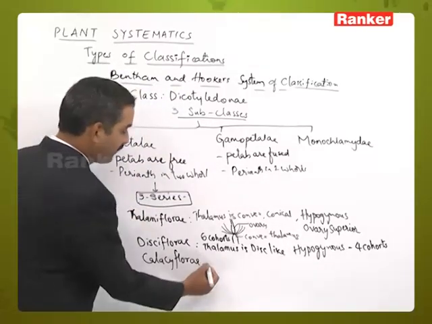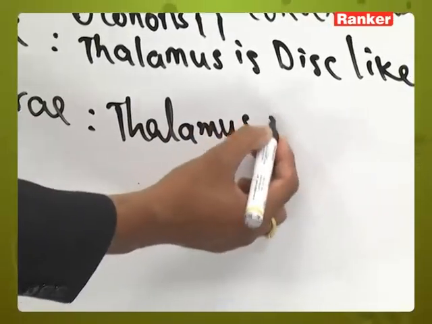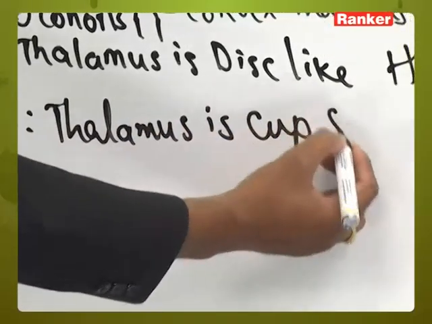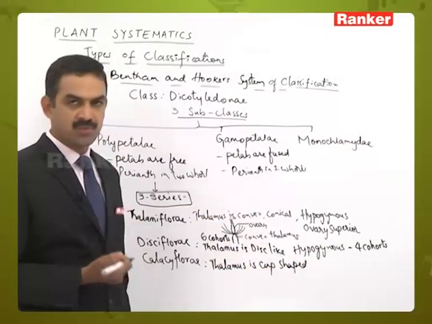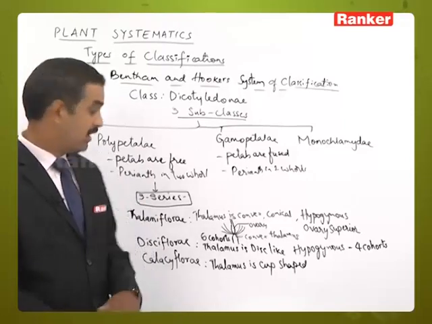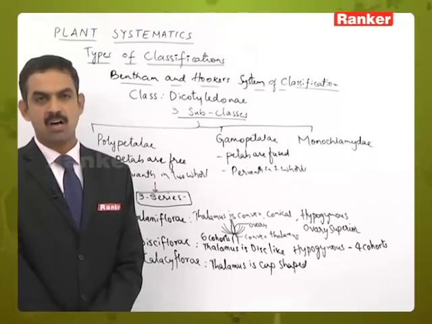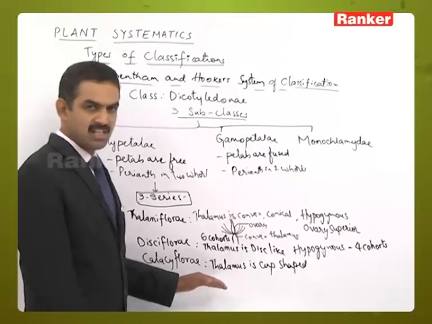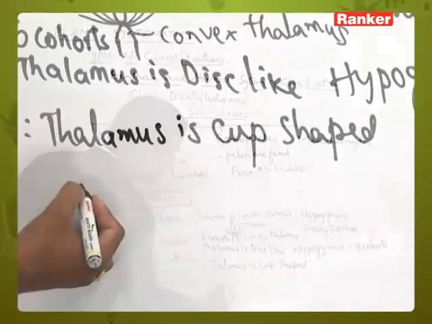Then Calyciflorae. Here the thalamus is nearly cup shaped. As it is cup shaped, the ovary is present in the depression of the cup shaped structure. So remaining floral parts are appearing from the margins of the thalamus. So here in Calyciflorae, the perigynous flowers are present, or epigynous condition may also be seen. So here Calyciflorae contains 5 cohorts.